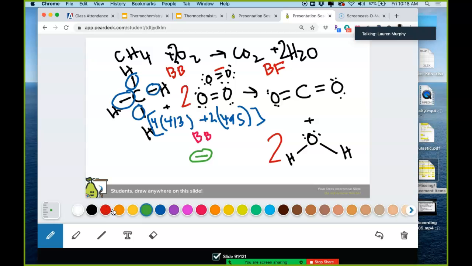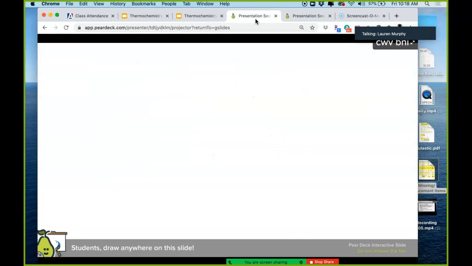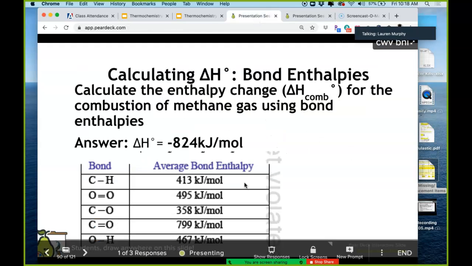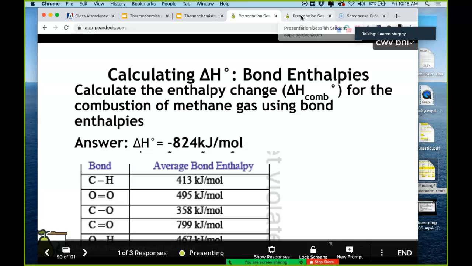Minus. So now I'm going to form bonds. This is a carbon-oxygen double bond. So you go back over here. Carbon-oxygen double bond is 799.